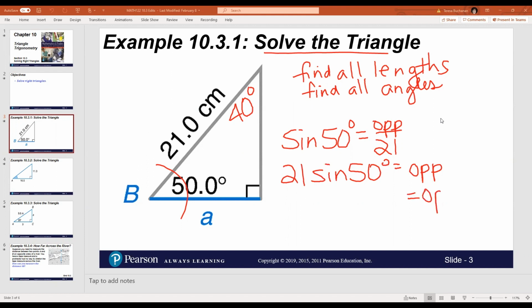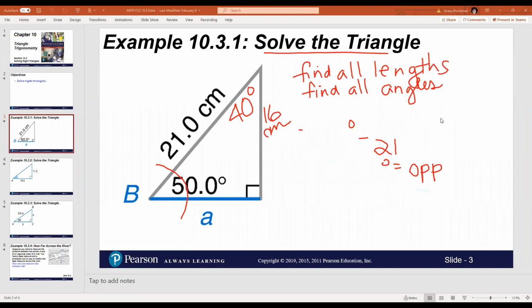Doesn't that have to give us that side that is opposite? It's about, and again, I'm rounding a bit, it's about 16 centimeters. You'll see that in your calculators. How cool is that, right? Couldn't I also then find that length of A in some similar fashion?